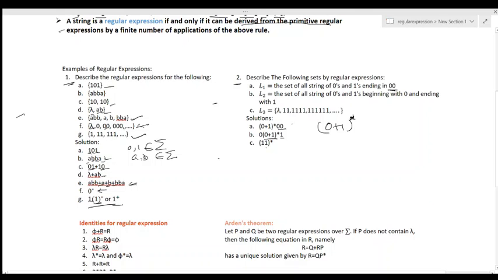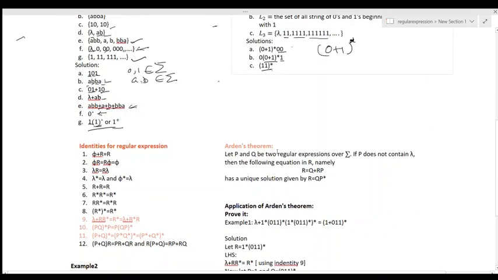And for the last one, we see the strings are always of even length, in powers of 2, we can say: 2, 4, then 6, 8. So this is (11) star closure. So these are the two very simple examples.